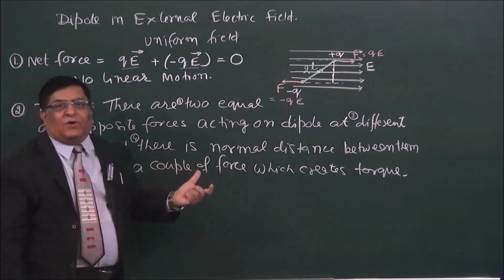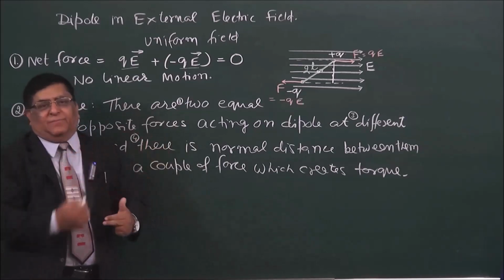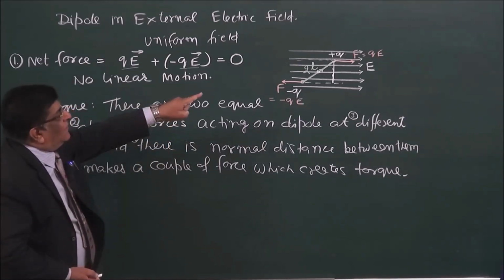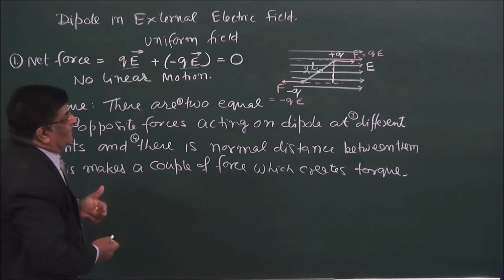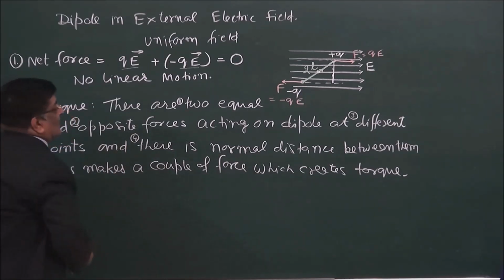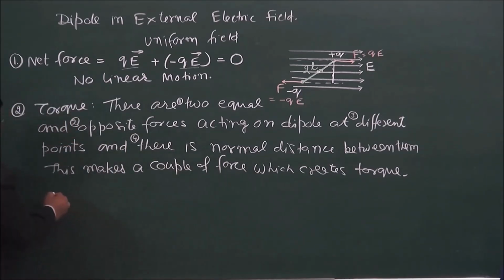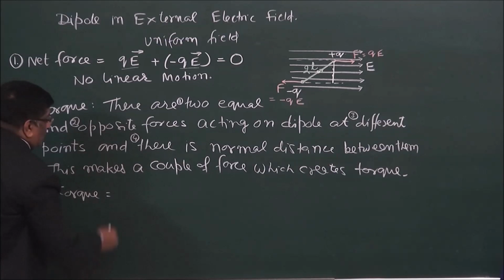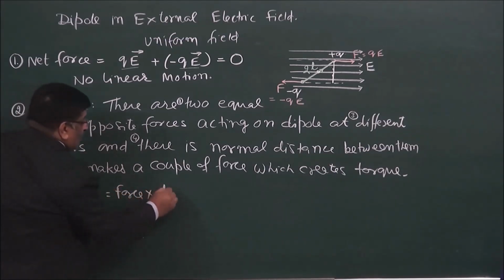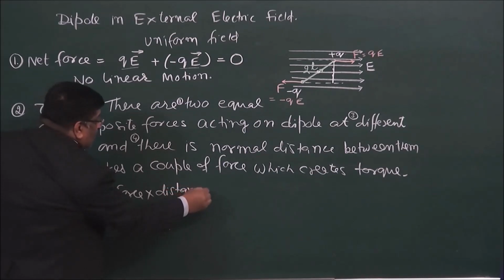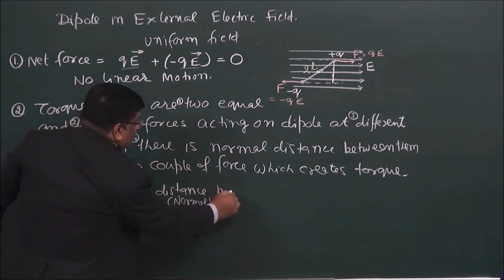And what does a torque do? A torque rotates the body. So this dipole is rotated. How much is the torque acting on it? The torque we can always calculate. Torque is equal to force multiplied by the distance, that is the normal distance between the forces.